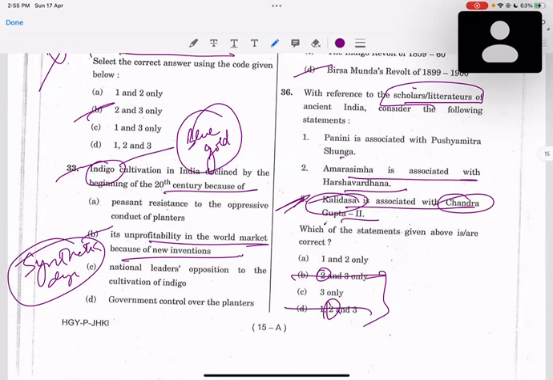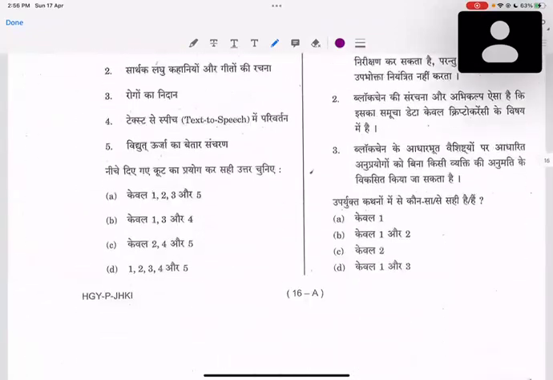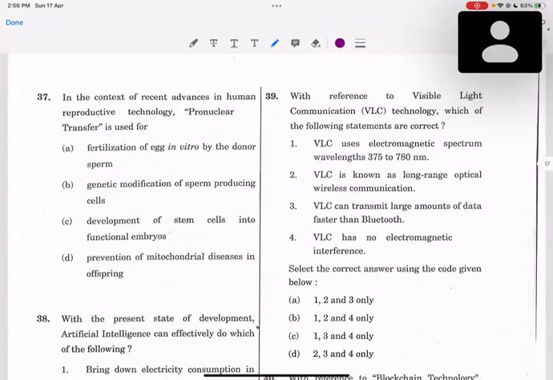Amar Singh is associated with Harshvardhan? No, Banabhatta was associated. Right? And Amar Singh was one of the Navratna of Chandragupta. So this is wrong. And Panini is associated with Pushyamitra Shunga? No. Panini is known for the grammar book Ashtadhyayi, and he is also known for Takshashila University. Shungas were present in 185 BC and Panini was present around 500 BC. So definitely this is wrong, so 1 is also wrong. So the answer is simply C. That means only the third option is correct. This question could have been attempted by all of you. If not, then you need to revise again and again.